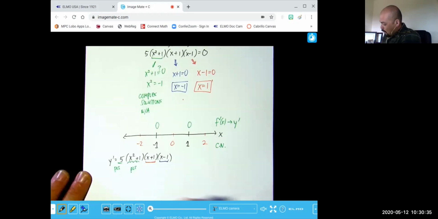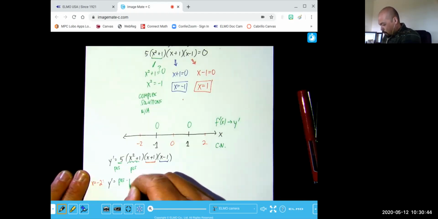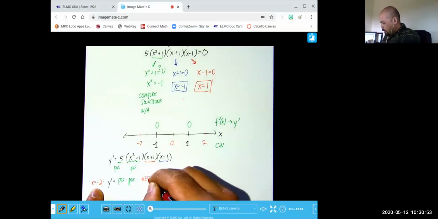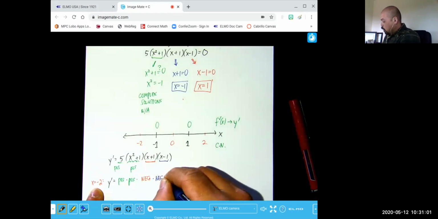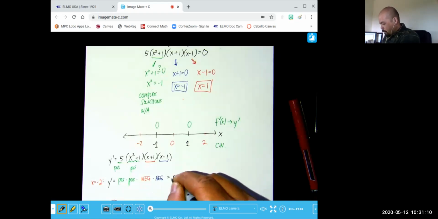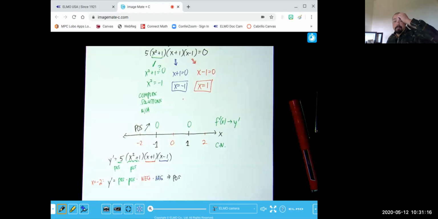So for that first test value, negative 2, y prime, and again, for this first one, I'll keep those two positives. But now let's see this. When I plug in -2 here, -2 plus 1, negative. When I plug in -2 here, -2 minus 1, still negative. So in total, positive, positive, positive, times negative, times another negative. So two negatives go back to positive. So up here, we're positive, we're increasing in this region.